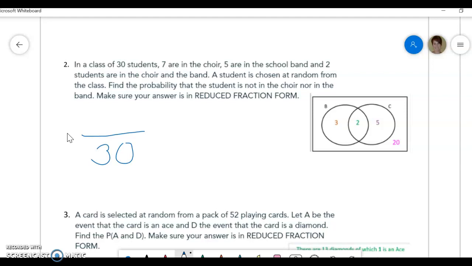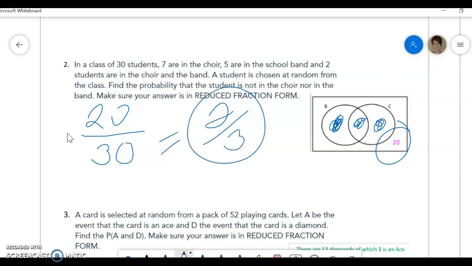And now we're looking for they cannot be in the choir. So we can't use the 3. Oh, just kidding. We can't use the 5. And we can't use the 2 because they're in the choir and in the band. And then they can't be in the band, so we can't use that. So the only students that we can use in our numerator is 20. So therefore, your final answer would be 2/3. Okay, so I hope those two make a little bit more sense.